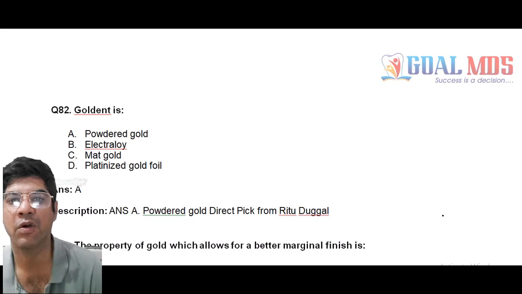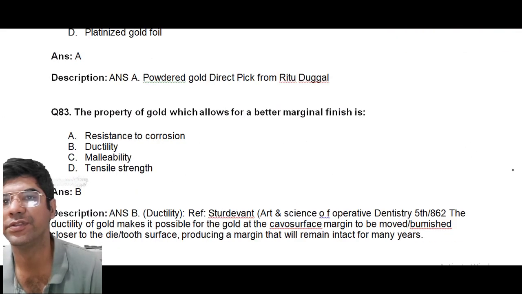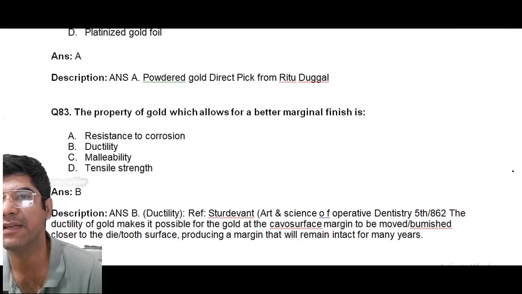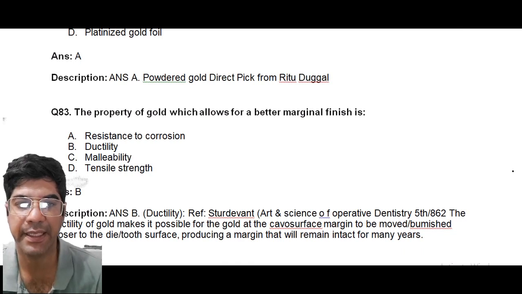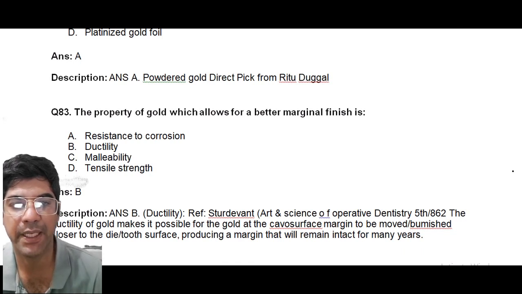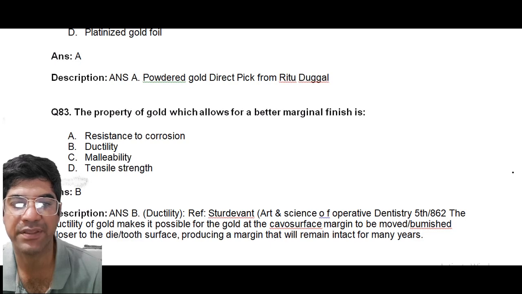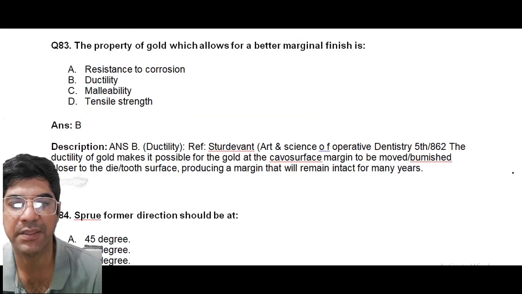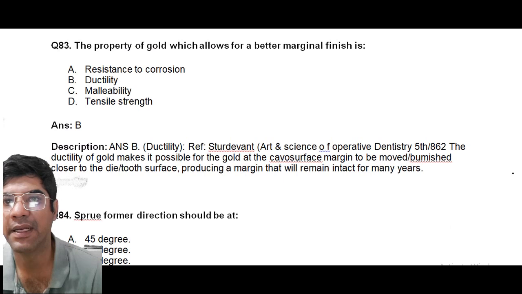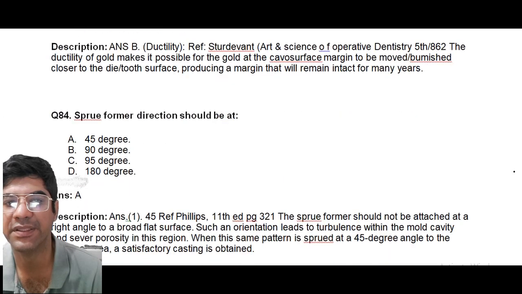The property of the gold that allows for a better marginal finish is the ductility. Ductility is the property of a material that allows it to be stretched, bent or deformed without breaking. So ductility is a crucial property because it allows the gold at the cavo surface margin to move or burnish closer to the die or tooth surface. So that results in better marginal finish that remains intact for many years.